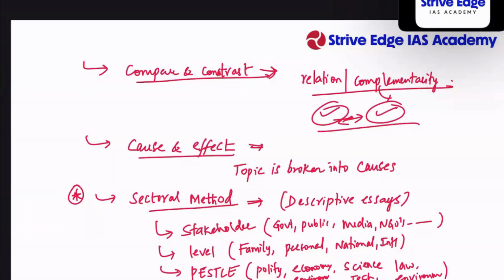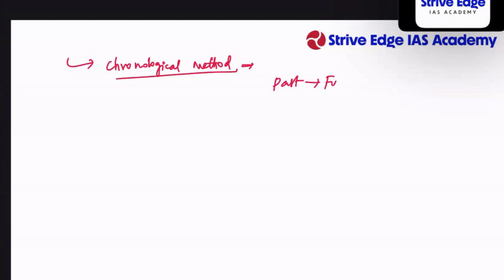This is the sectoral one. This is very basically the descriptive one. After this, we also have some different types, like the chronological method, where your entire body flows from past to present, and present to future.